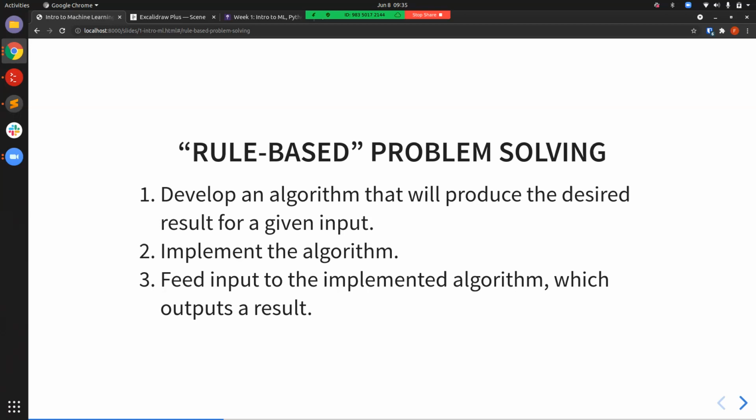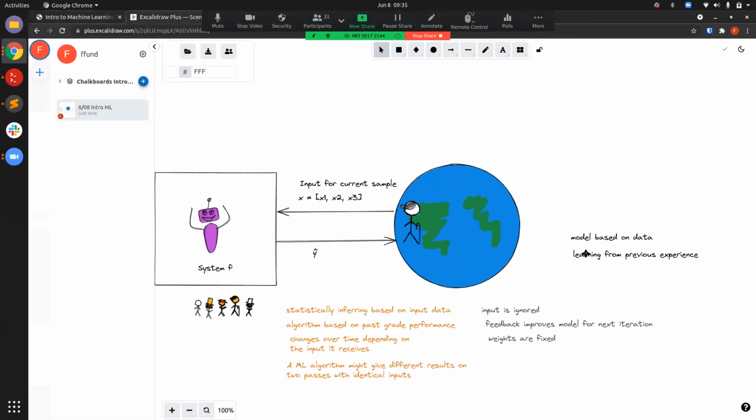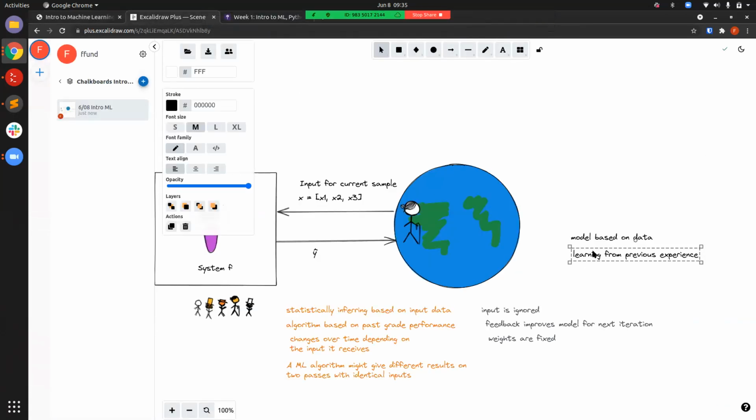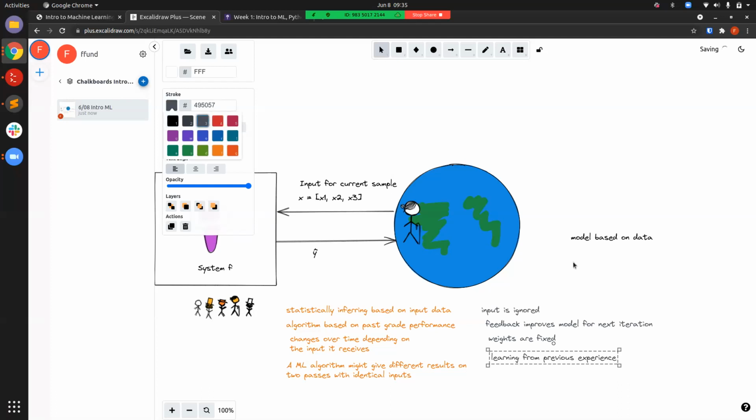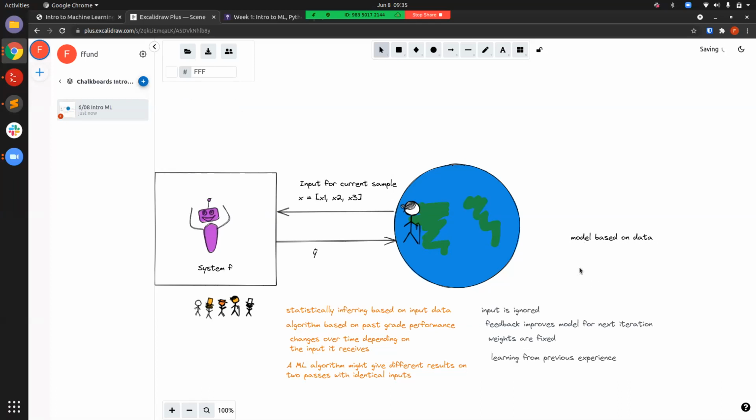So using my human expertise and previous experience to develop an algorithm actually does not make it a machine learning system. When we say that it learns from previous experience, we mean the model itself learns from previous experience. So not that the human developing the model has previous experience, but the model does. So it's a little confusing. I'm going to put that in gray too. And we're left with the model is based on data.